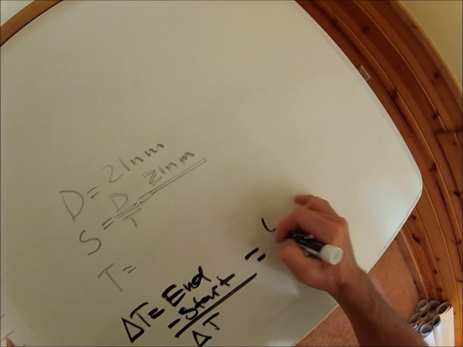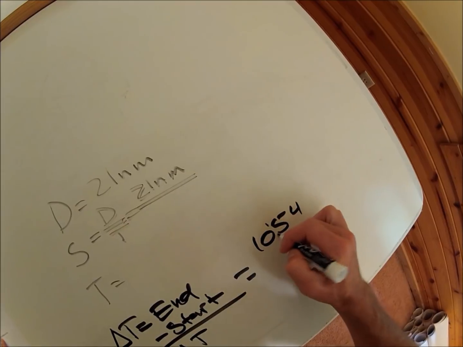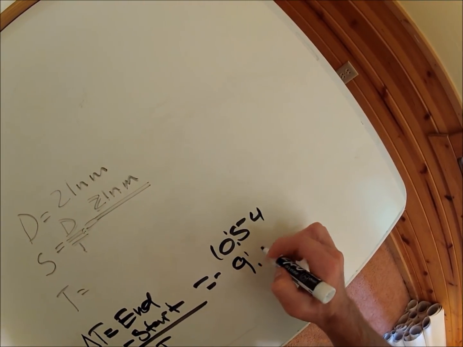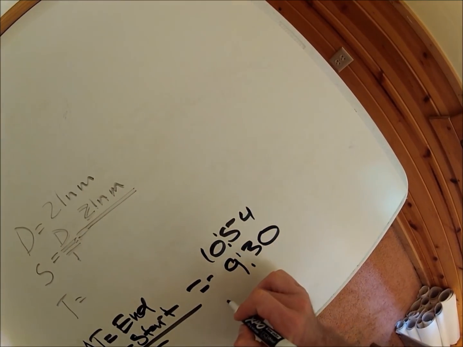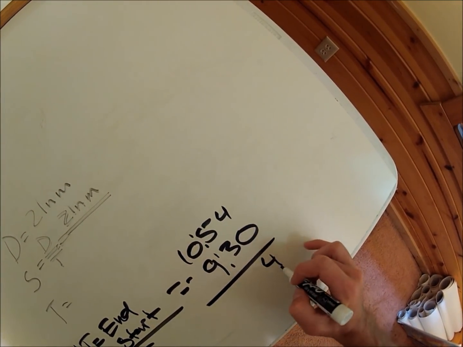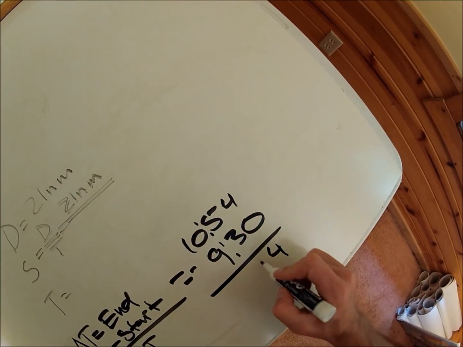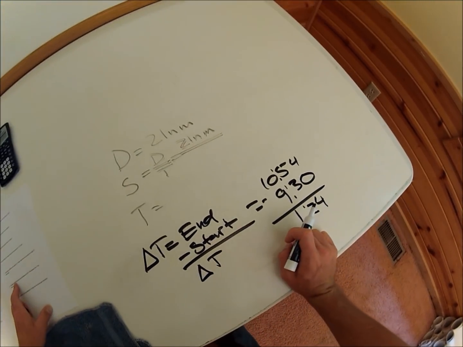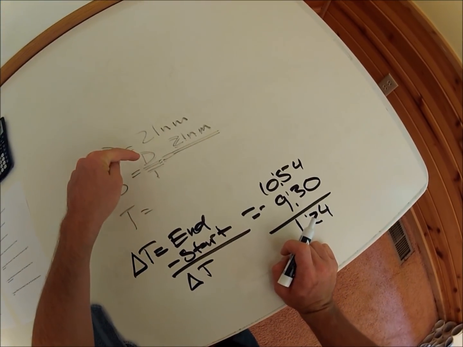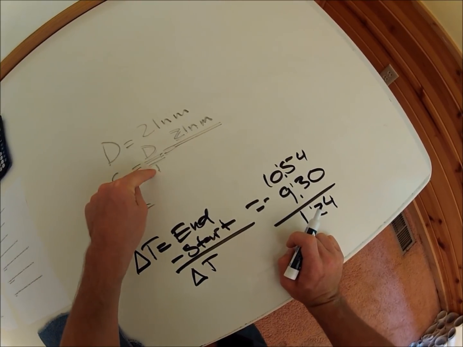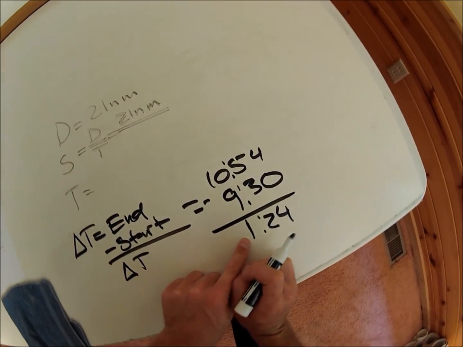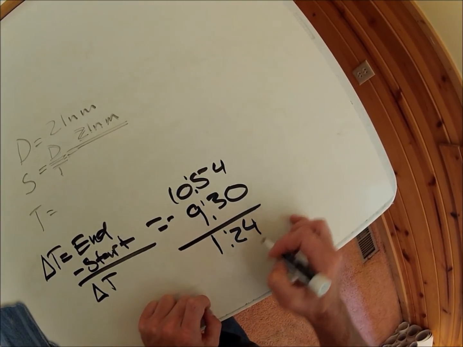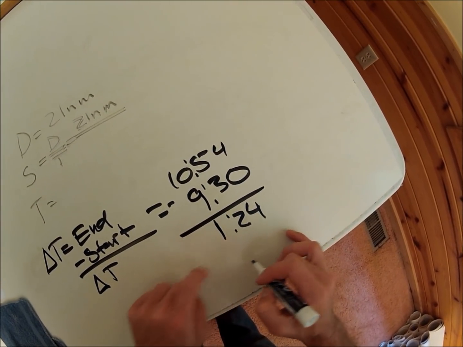So the end time was 10:54 minus 9:30. 5 minus 3 is 2. 10 minus 9 is 1 hour and 24 minutes. But we need to divide the distance by the time. So this time has to be in hours. This is in hours and minutes. So we just say, this one's good, 1 hour, 24 minutes.